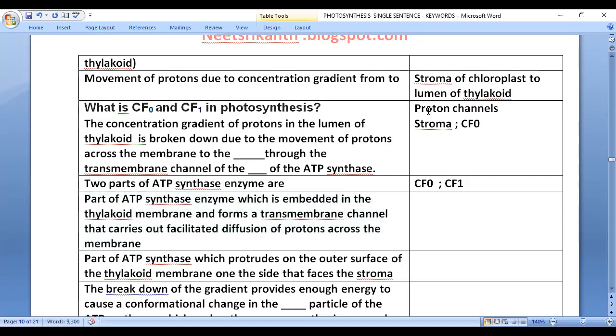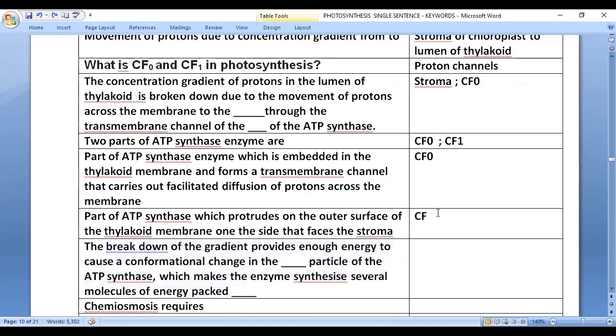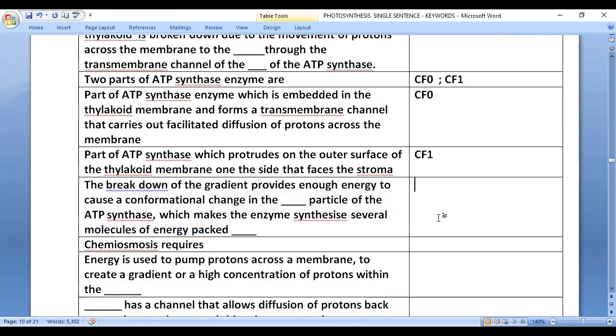The part of ATP synthase enzyme which is embedded in the thylakoid membrane and forms a transmembrane channel that carries out facilitated diffusion of protons across the membrane is CF0. The part of ATP synthase which protrudes on the outer surface of the thylakoid membrane, on the side that faces the stroma, is CF1. Breakdown of the gradient provides enough energy to cause a conformational change in the CF1 particle of the ATP synthase, which makes the enzyme synthesize several molecules of energy-packed ATP.